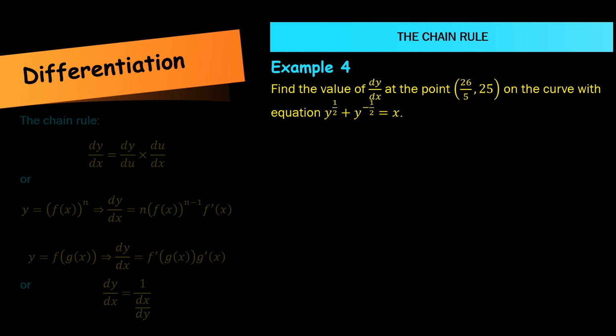In this example, we're required to find the value of dy dx at the point 26 over 5, 25 on the curve with equation y to the power 1/2 plus y to the power -1/2 equals x. So let's solve this. We're going to find dx dy, since the function is expressed as x equals a function of y. So we have dx dy equals 1/2 y to the power -1/2 minus 1/2 times y to the power -3 over 2.